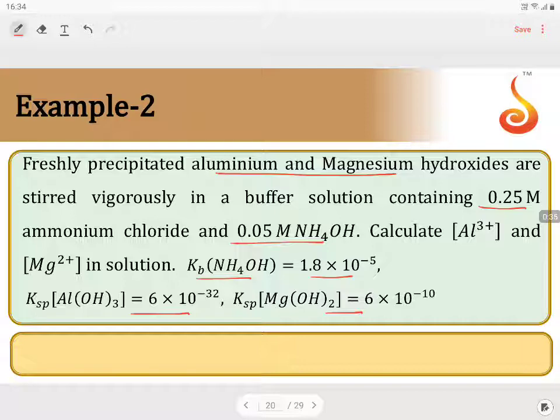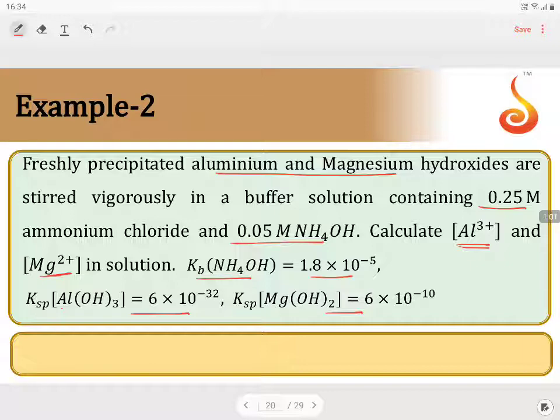They are asking to find aluminum ion concentration and magnesium ion concentration. If you take the solubility product, it will be the product of aluminum and OH minus ion concentration. In magnesium hydroxide, magnesium ion and OH minus ion concentration. In both the cases, if we want the metal ion concentration, we need to know the OH minus ion concentration. Then we can find metal ion concentration from the two.